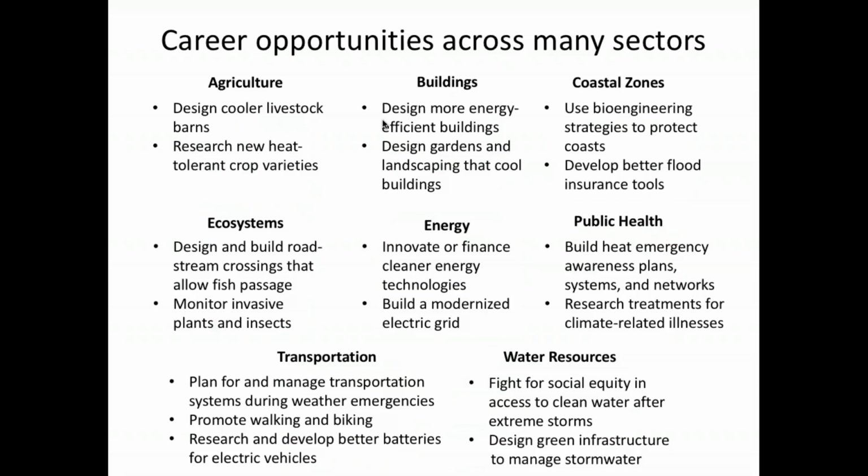with these same sectors, these are some examples. In agriculture, dairy cows produce less milk under extreme heat. So somebody needs to design barns that keep livestock cooler, and somebody needs to research new crop varieties that are more tolerant to heat in the future. In buildings, somebody needs to design more energy efficient buildings so we use less energy and emit fewer greenhouse gases. Somebody needs to design gardens and landscaping that will keep buildings cool.